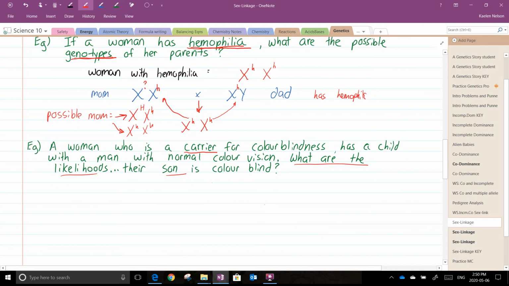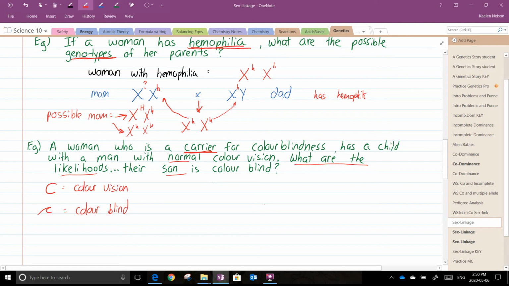Our next one: a woman is a carrier for the gene for color blindness and has a child with a man with normal vision. What are the likelihoods their son is colorblind? Okay, so I'll use big C for color vision, that means they can see, and little c will be colorblind. I'm really careful with my C's. It's a tough letter for me to use. It's hard to tell the difference.